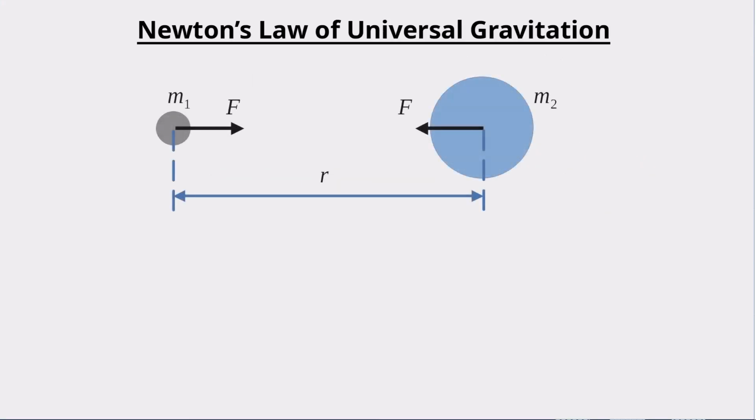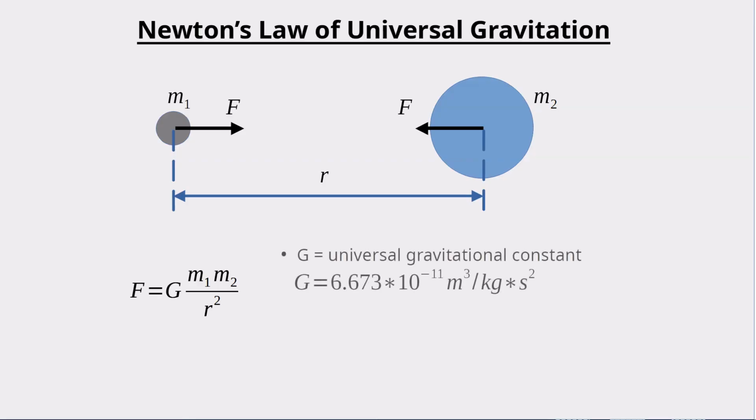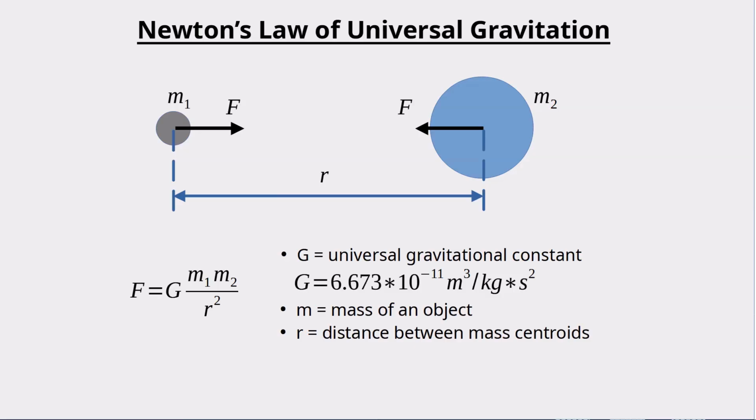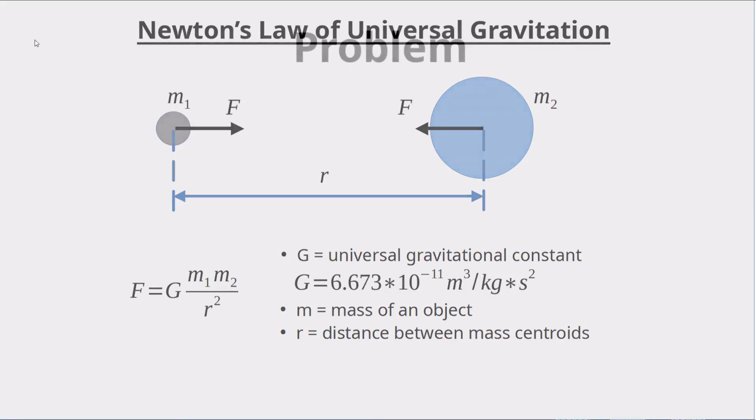This law states that whenever we have two masses, m1 and m2, separated by a centroid distance r, the force of gravity acting on them is described by this relation. In Newton's formula, G is the universal gravitational constant, m stands for mass, and r is the distance between the mass centroids. Let's try a problem.